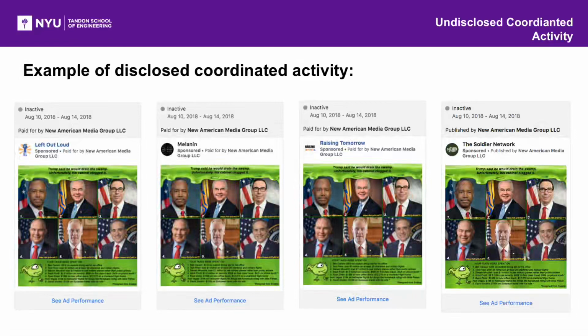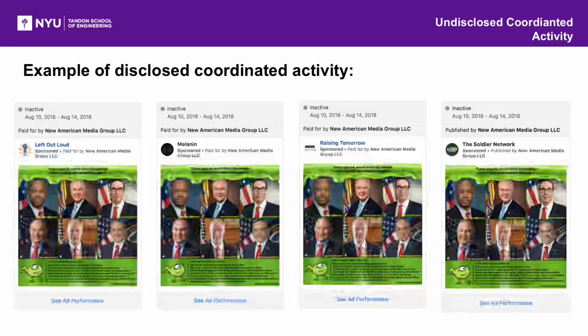So I wanted to start by showing you an example of disclosed coordinated activity. This is the same political ad creative spread across different Facebook pages aimed at very different identity groups, like African Americans, parents, or veterans. So this may look a little weird, but they are accurately disclosing the name of the payer in the disclosure string, so they're not misleading anyone.